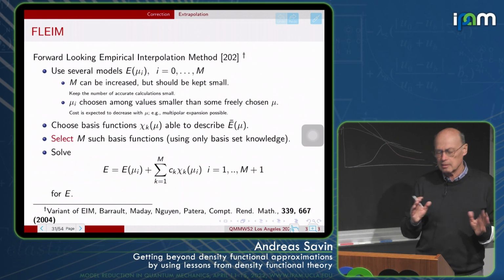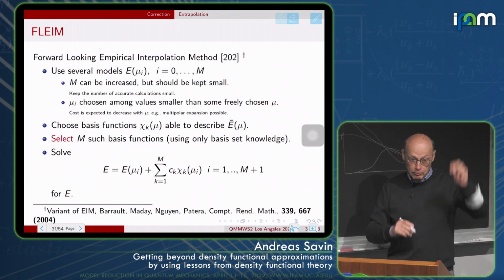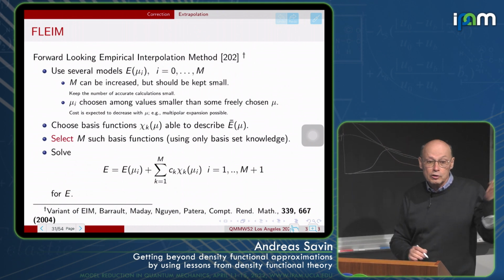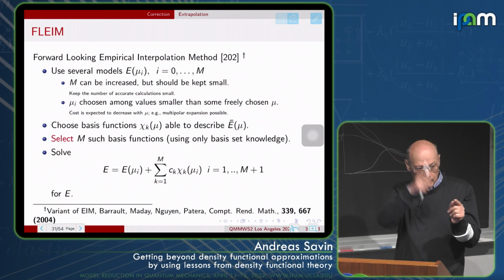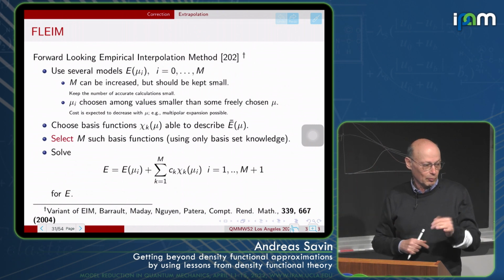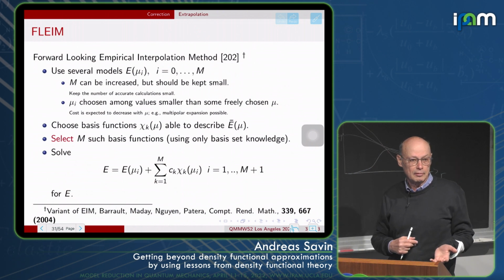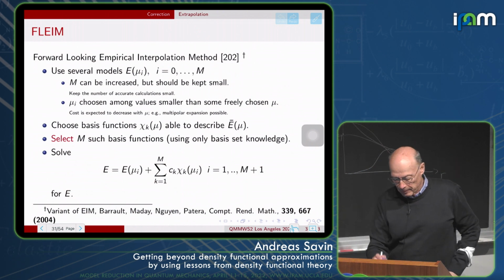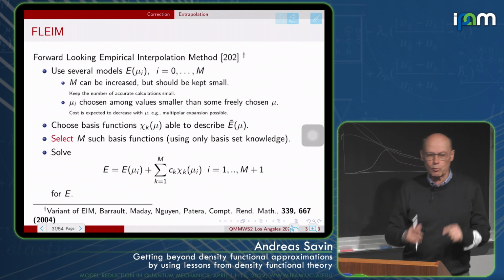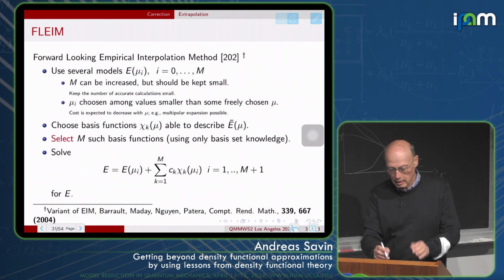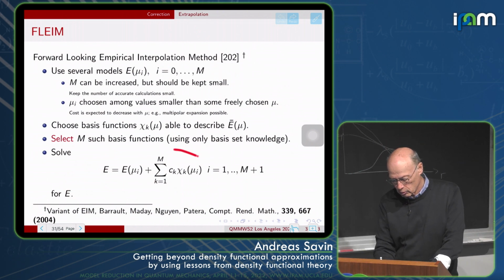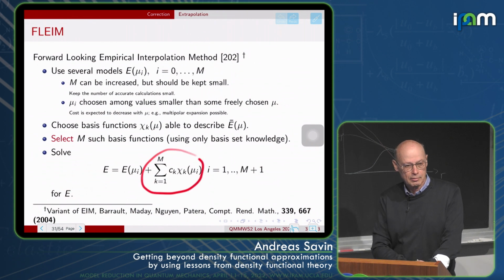But the idea is you have these several models, you have several functions. You have E of mu as a function of mu. You have it at several points of mu, and you want to see what happens at mu equal infinity. That's what you want. And this method is a way to choose. You say, okay, I write the correction to my function. I write it in a basis set.